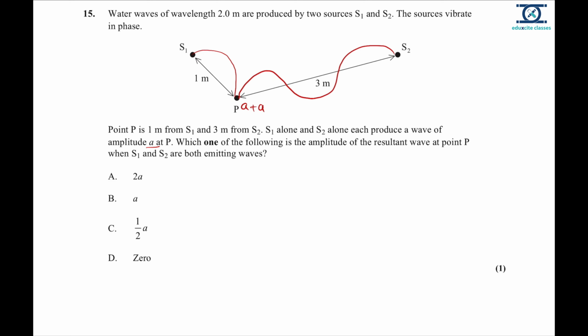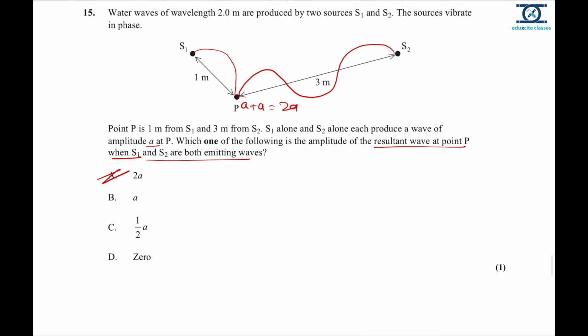Okay, so both are meeting in the same phase, so the displacements will add. So A plus A at point P becomes 2A. So the resultant wave at point P, where S1 and S2 are both emitting waves, will be 2A. Okay, so this is how you can solve. So the wavelength is 2 meters, so you can say this is half a wavelength and this is 1.5 wavelengths. So both will meet in the same phase, so the amplitudes will add up, so it will be 2A. Okay.